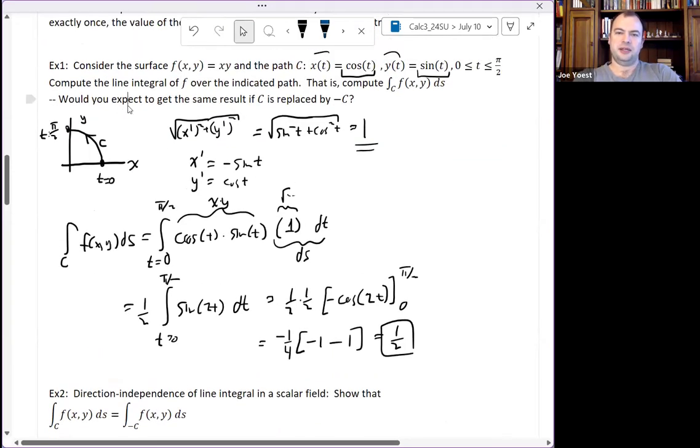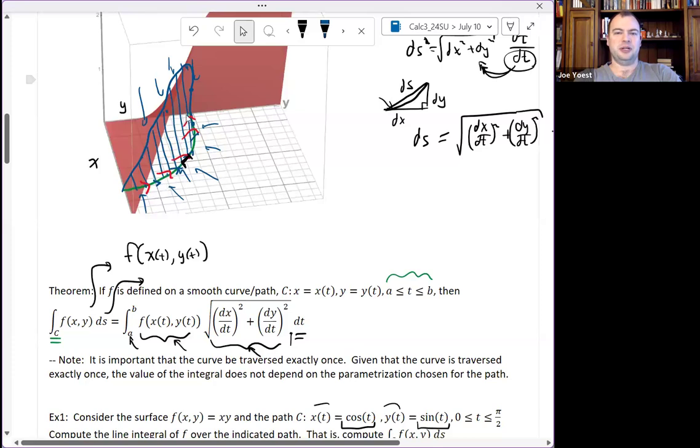Okay, would we expect to get the same result if C was replaced by negative C? In other words, if we traverse this curve, but in the opposite direction, should we get the same result? Well, I think qualitatively, the answer should be yes, right? If we're finding the area of this wall or whatever, it doesn't seem like the area should change if I go the other direction.